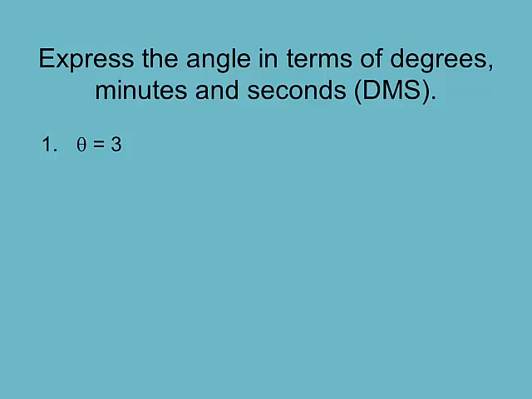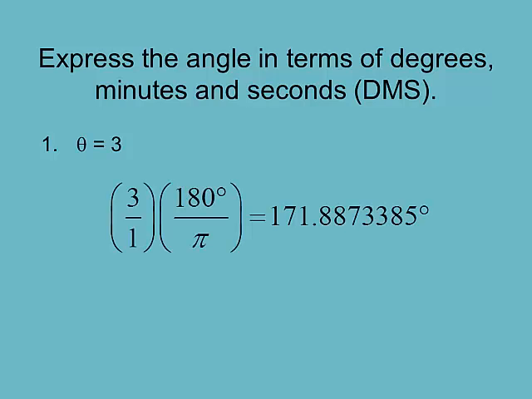Well, we can't do that directly. We first have to take it to degrees decimal, and then we'll change that to DMS, degrees, minutes, and seconds. So our first step is to multiply by 180 degrees over pi radians. Again, we want degrees when we're done. That's why 180 degrees is up top.